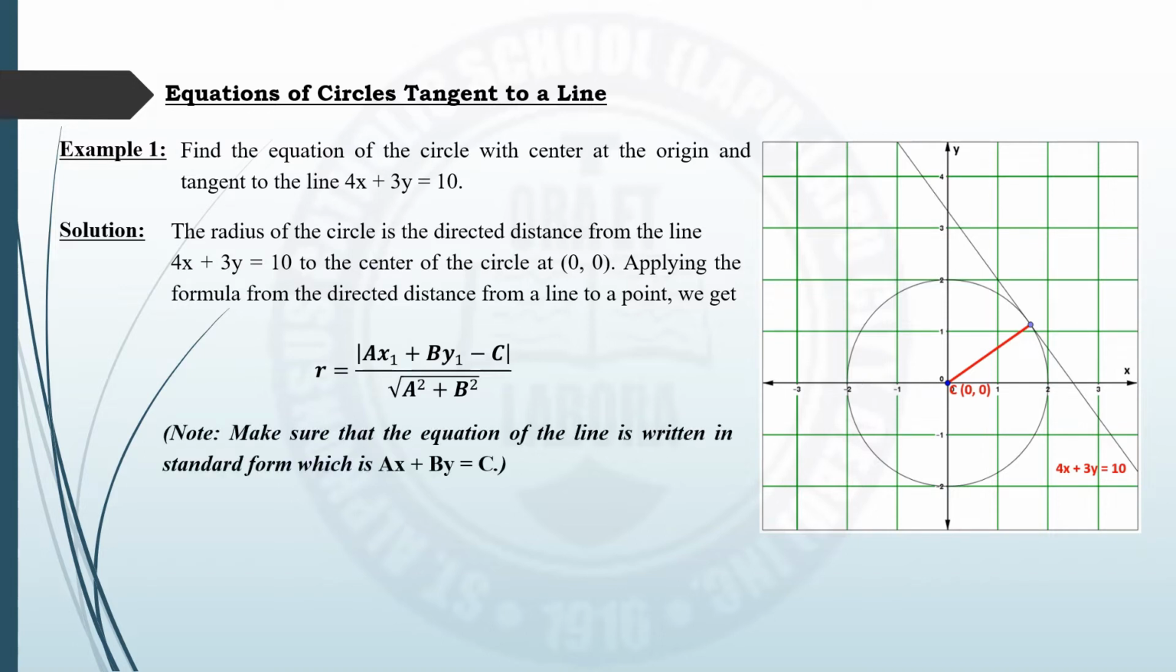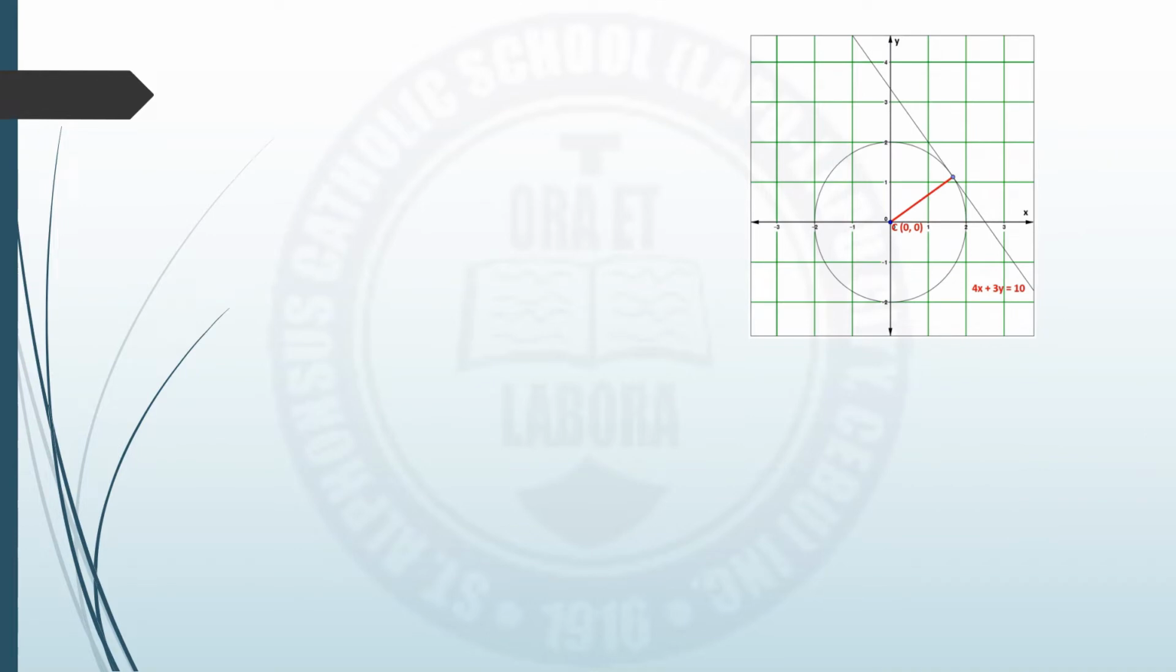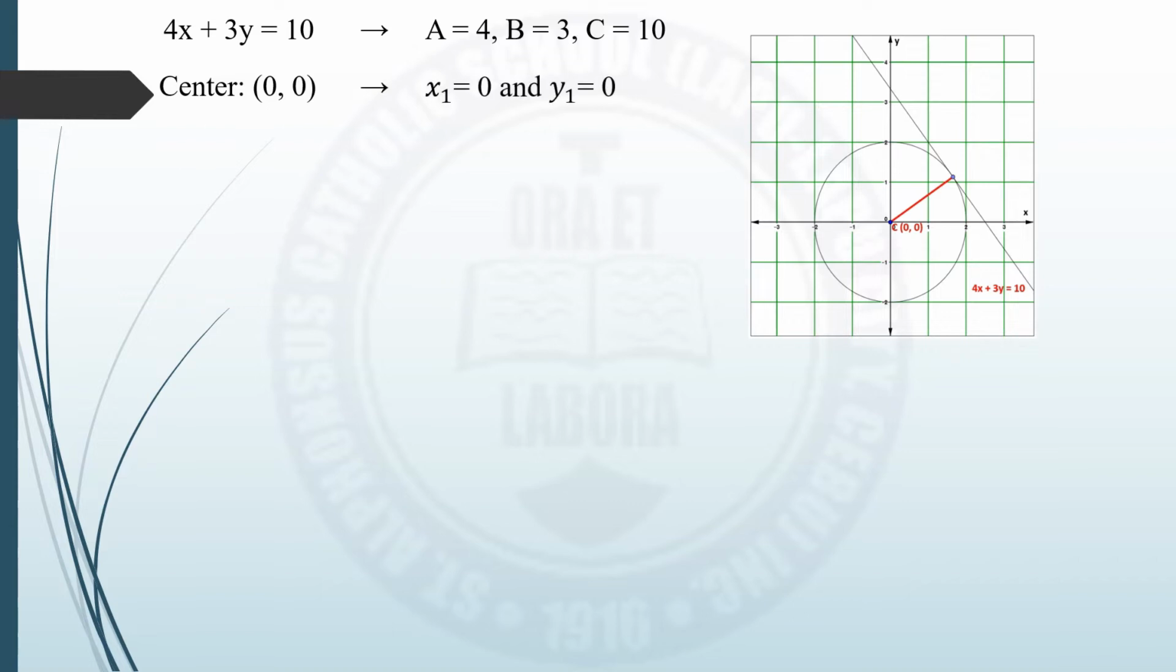Take note, class, make sure that the equation of the line is written in standard form, which is ax plus by equals c. So, the given is the equation of the line, 4x plus 3y equals 10, in which a is equal to 4, b is equal to 3, and c is equal to 10. The coordinates of the center of the circle are (0, 0), which we can label as x sub 1 and y sub 1. So x sub 1 is equal to 0 and y sub 1 is equal to 0.